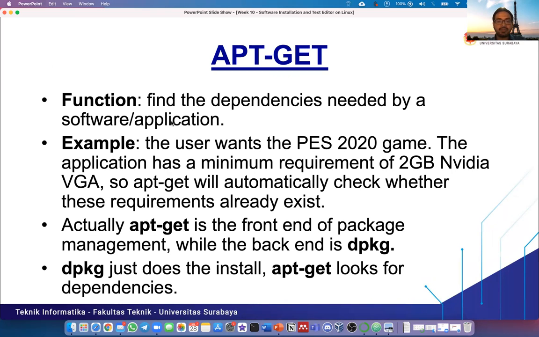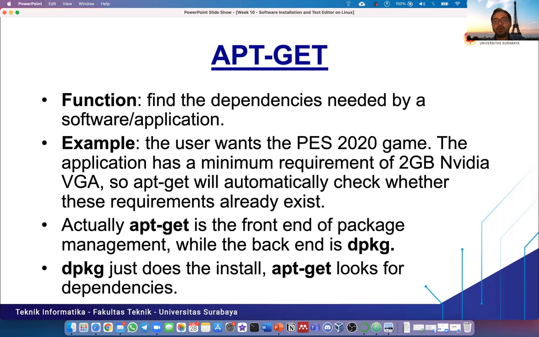So for example, I'll give an analogy. If you want to install a game, in the Linux operating system you cannot play Pro Evolution Soccer 2020, right? Yeah, it's just an analogy. When you want to install Pro Evolution Soccer or PES 2020, the application has a minimum requirement of a 2 GB NVIDIA VGA. So apt-get will automatically check whether these requirements already exist or not.